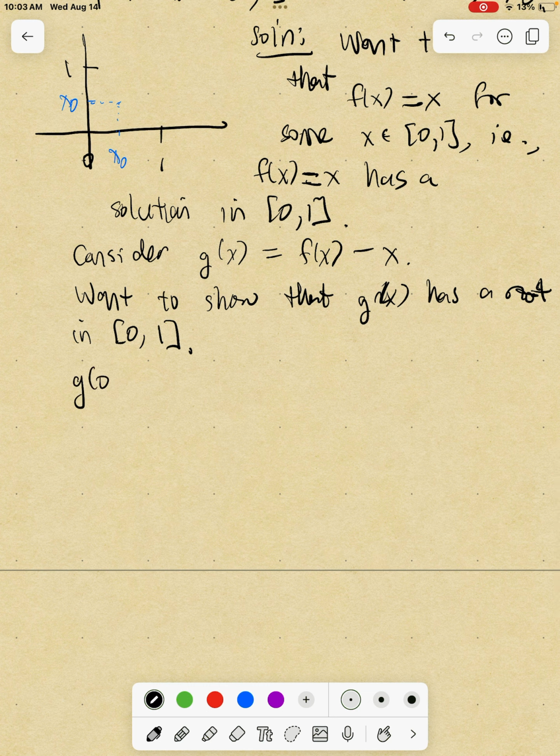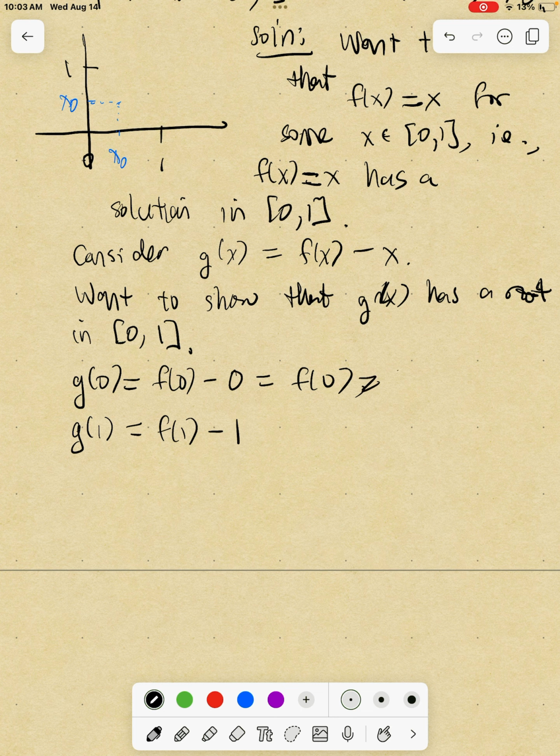We calculate g of 0 equals f of 0 minus 0, which is equal to f of 0. And we calculate that g of 1 is f of 1 minus 1. Now, f of 0 is greater than or equal to 0 because f has range in the interval from 0 to 1, and g of 1 is f of 1 minus 1, and that's less than or equal to 1 minus 1, which is 0.